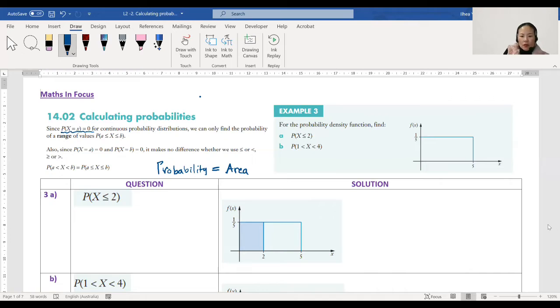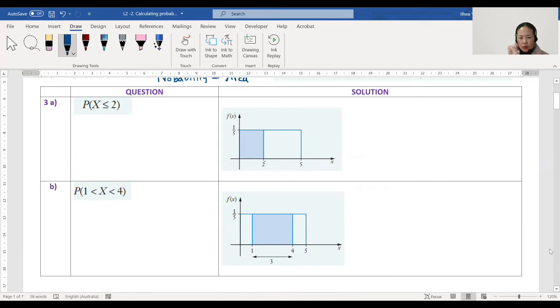So I'm going to do example 3. For the probability density function, PDF, find the probability that X is less than or equal to 2. So it's going to go all the way to that part. That's the shaded part.